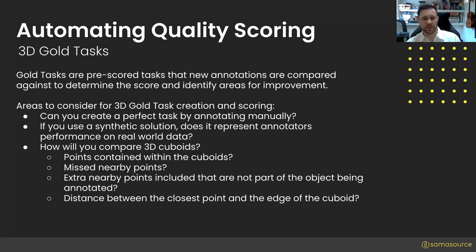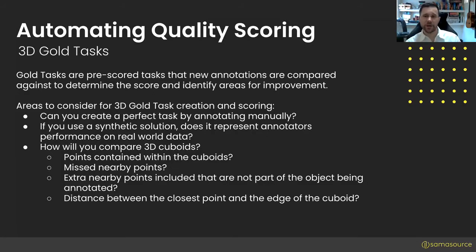Will you score the points contained within the cuboid? So you look at all the LiDAR points and you say, hey, these are the ones that are contained. If you contain them all perfectly, then that's a complete score, or there's a penalty for points that were missed. What about missed nearby points? So let's say you missed a wing mirror on a vehicle, does it actually matter to you? Does it not? What if you included nearby points that aren't part of what you were trying to annotate?